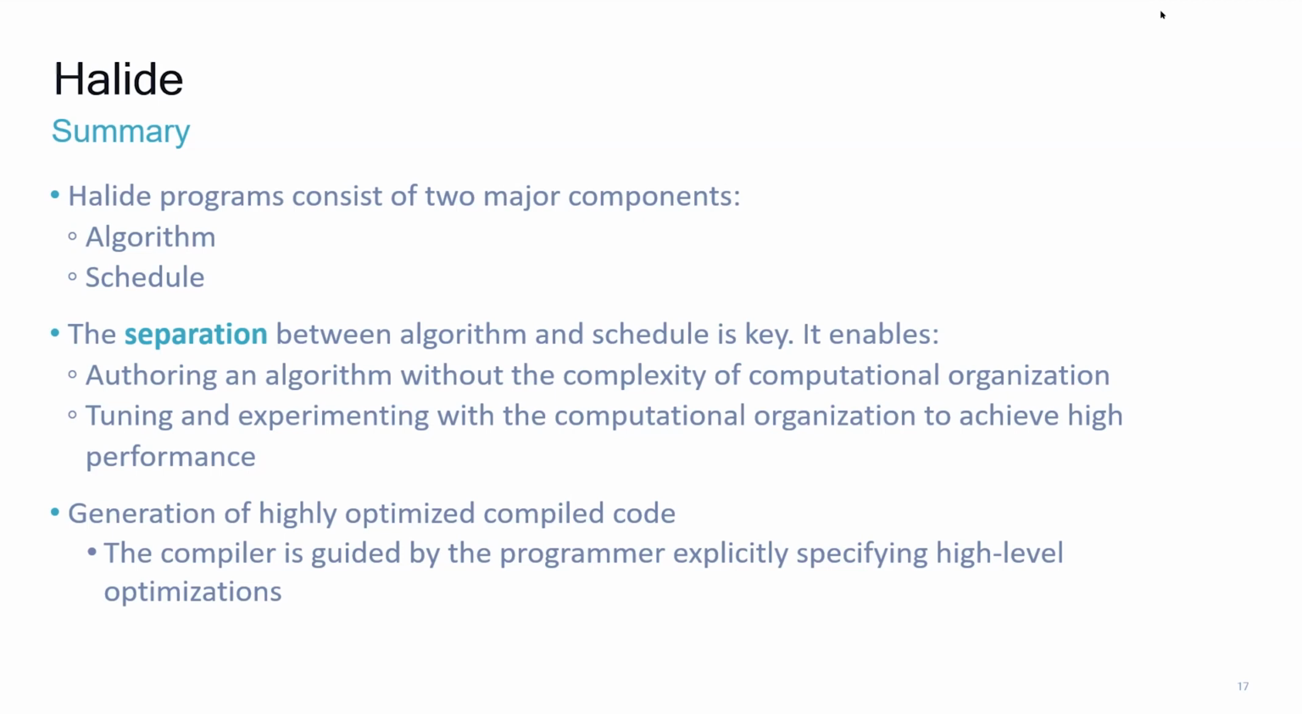The second point I'm writing is tuning and experimenting with computational organization to achieve high performance. So what happens is, as I said, handwritten assembly code might be initially more optimized, but you cannot retry multiple iterations with different parameters as fast as you can do in Halide.